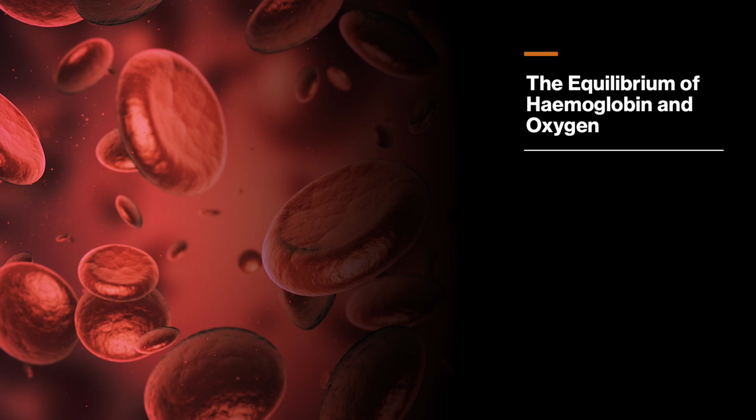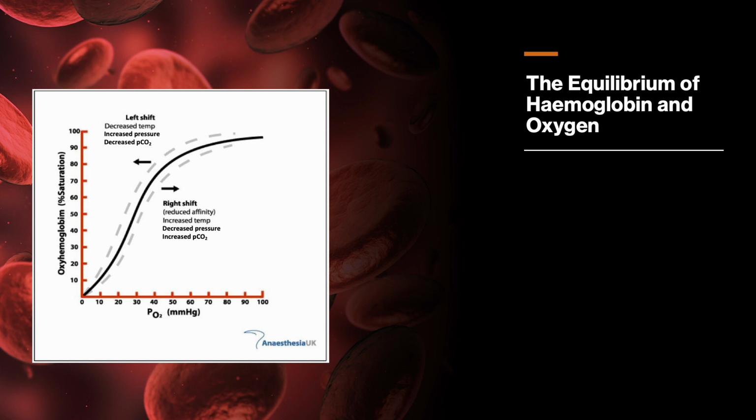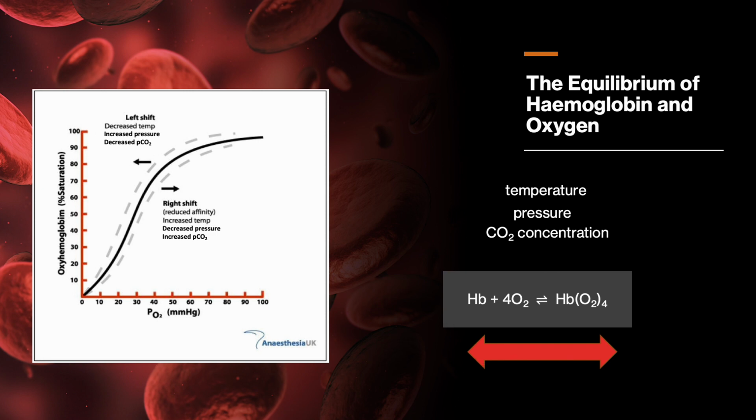The haemoglobin molecule can reversibly bind up to four molecules of oxygen, with each bond increasing the tendency for other oxygen molecules to bind to the heme groups. This is known as the oxygen affinity, and many factors such as temperature, pressure, and carbon dioxide concentration can shift the equilibrium of this reaction, shown in a haemoglobin-oxygen dissociation graph.